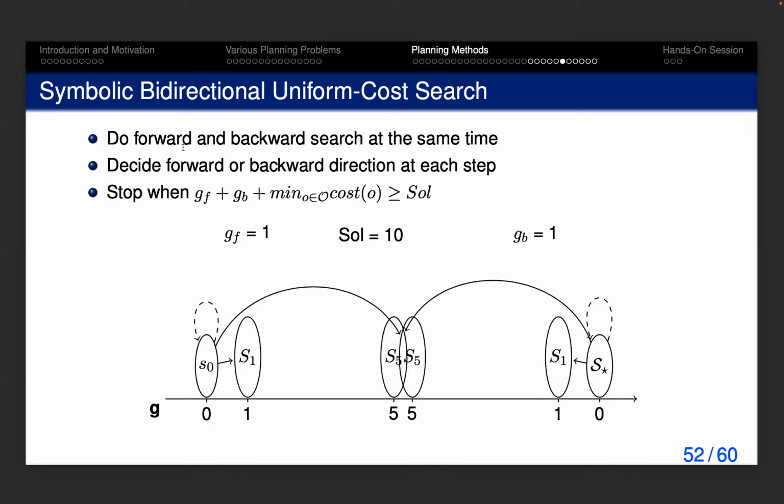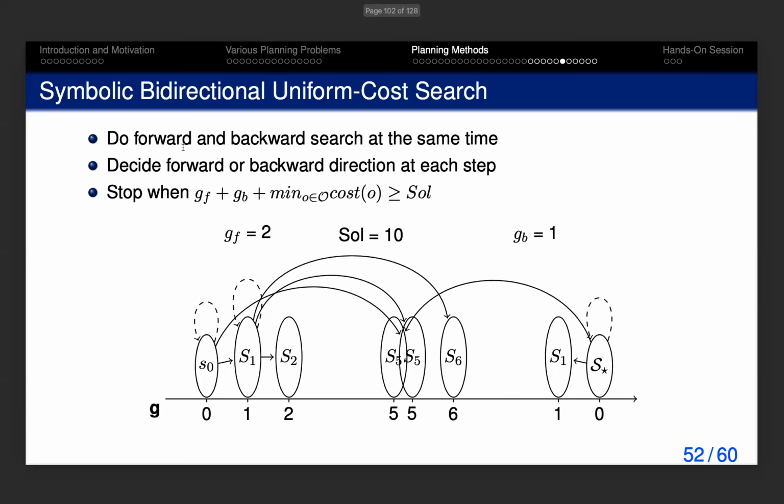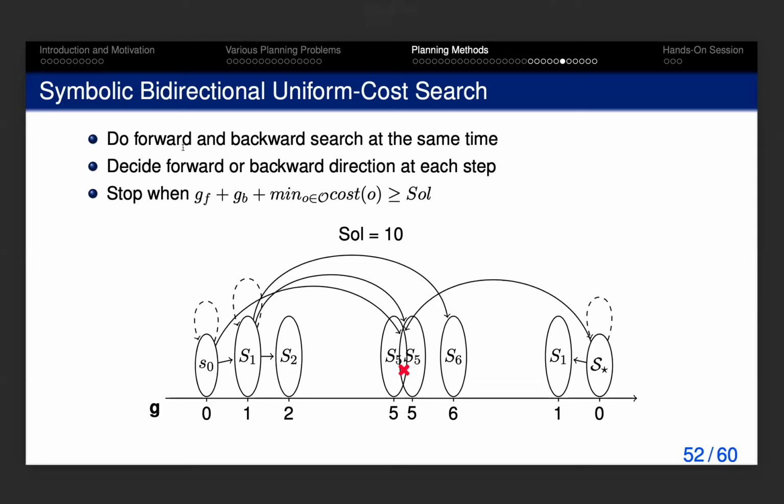But here you see that the plan you would have found has cost 10, because it costs 5 to come from the goal states to here, and it costs you 5 to come from the initial state to here. So you are not allowed to stop, but you have to continue until you actually want to expand something which is more expensive than the solution.